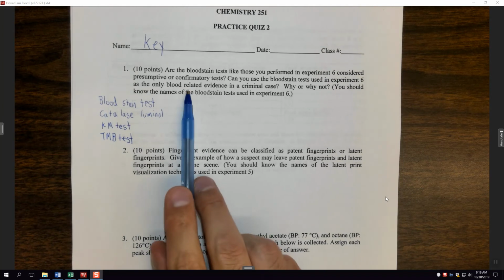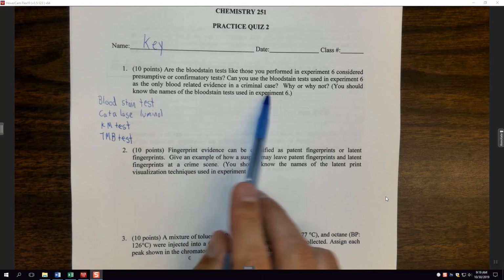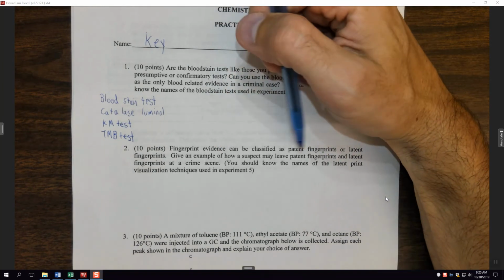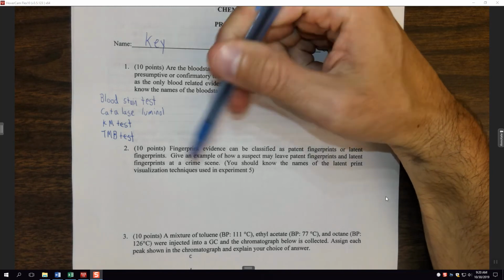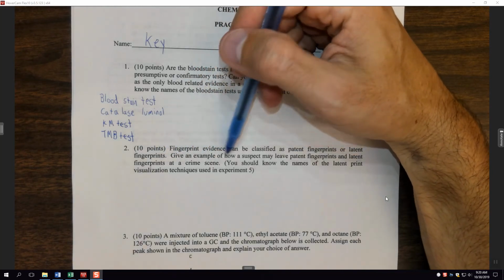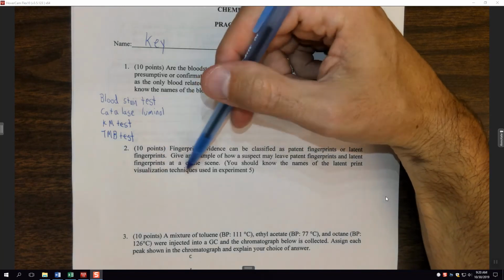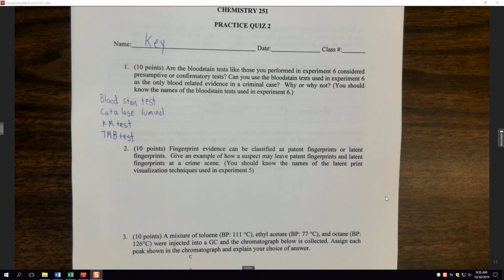And of course, therefore, you can't use them as the only evidence for a criminal case for the reasons that we've already discussed. All right, so now I'm going to turn attention to the second question here, which is about fingerprints. Fingerprint evidence can be classified as patent fingerprints or latent fingerprints. Give an example of how a suspect may leave patent fingerprints and latent fingerprints at a crime scene. And it says you should know the names of latent print visualization techniques used in experiment 5.